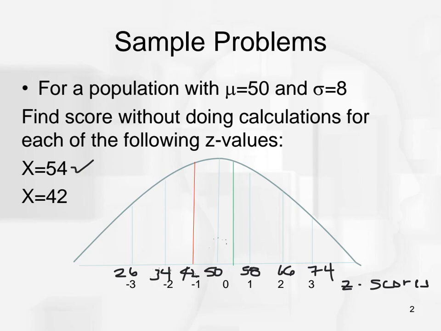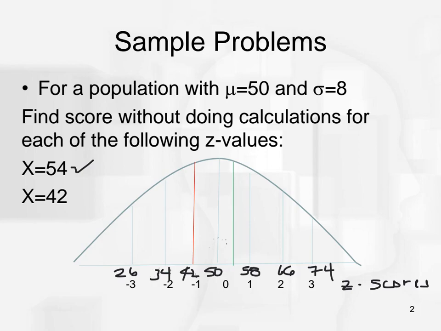If we look at an x of 54, what we would see is that it is going to lie between our mean of 50 and our first standard deviation. And between those two is a value of 8, right? So we have 50 and we have 58, and we need to find where 54 would land. So it would land right in the middle.